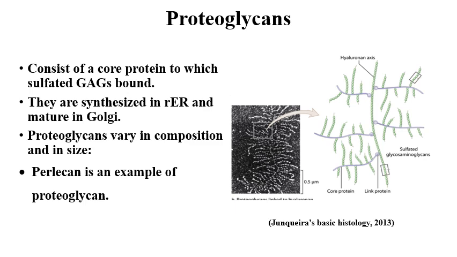Proteoglycans are the second component of ground substance. They are composed of a core protein to which sulfated GAGs are attached. They are synthesized in the rough endoplasmic reticulum and mature in Golgi, where the GAG side chains are added. Then they are secreted from the cells by exocytosis. Perlecan is an example of proteoglycans.